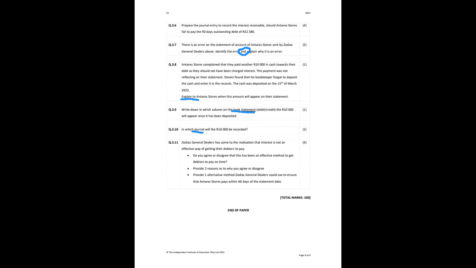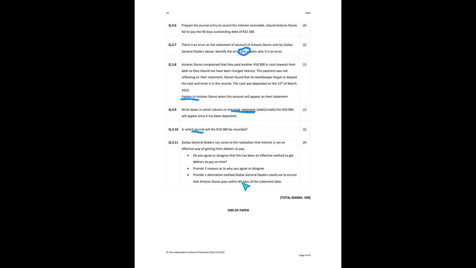And then for 4 marks, you do a little, again, just a little sort of case study kind of thing. And this is really just testing your own understanding that interest is not an effective way of getting their debtors to pay. So do you agree or disagree? Provide 2 reasons why you have said you agree or disagree, and then provide 1 alternative method that the general dealers could use to ensure that their customers do pay within 60 days of the statement date.